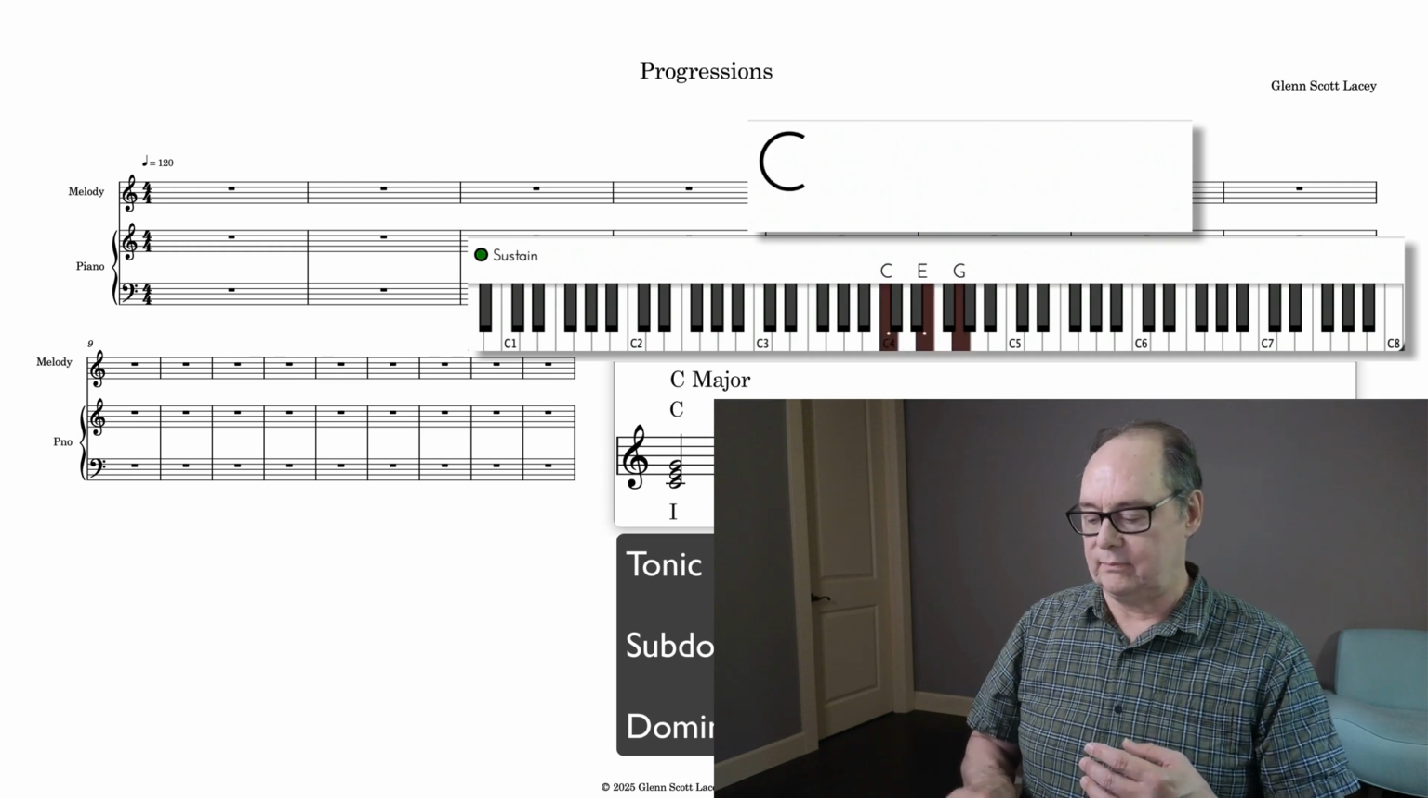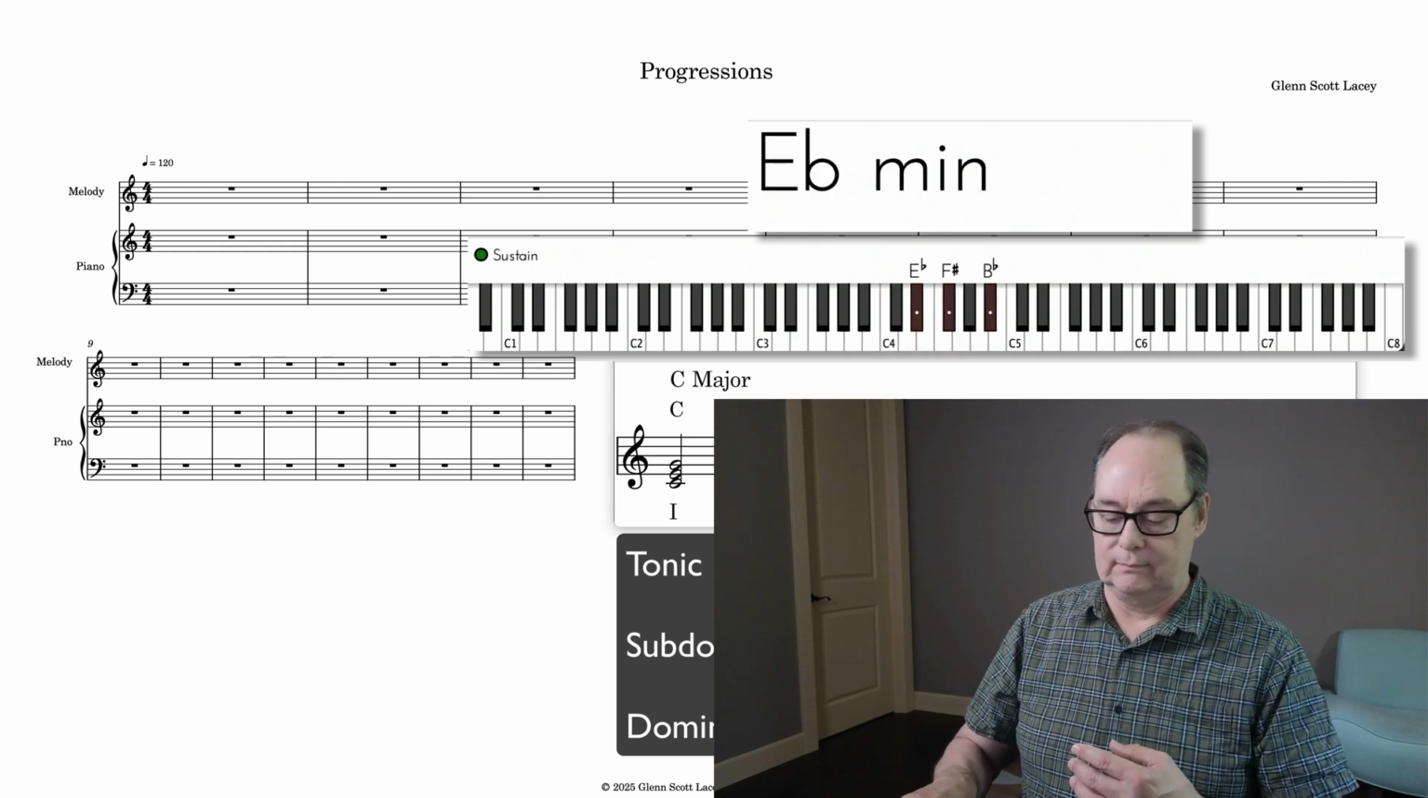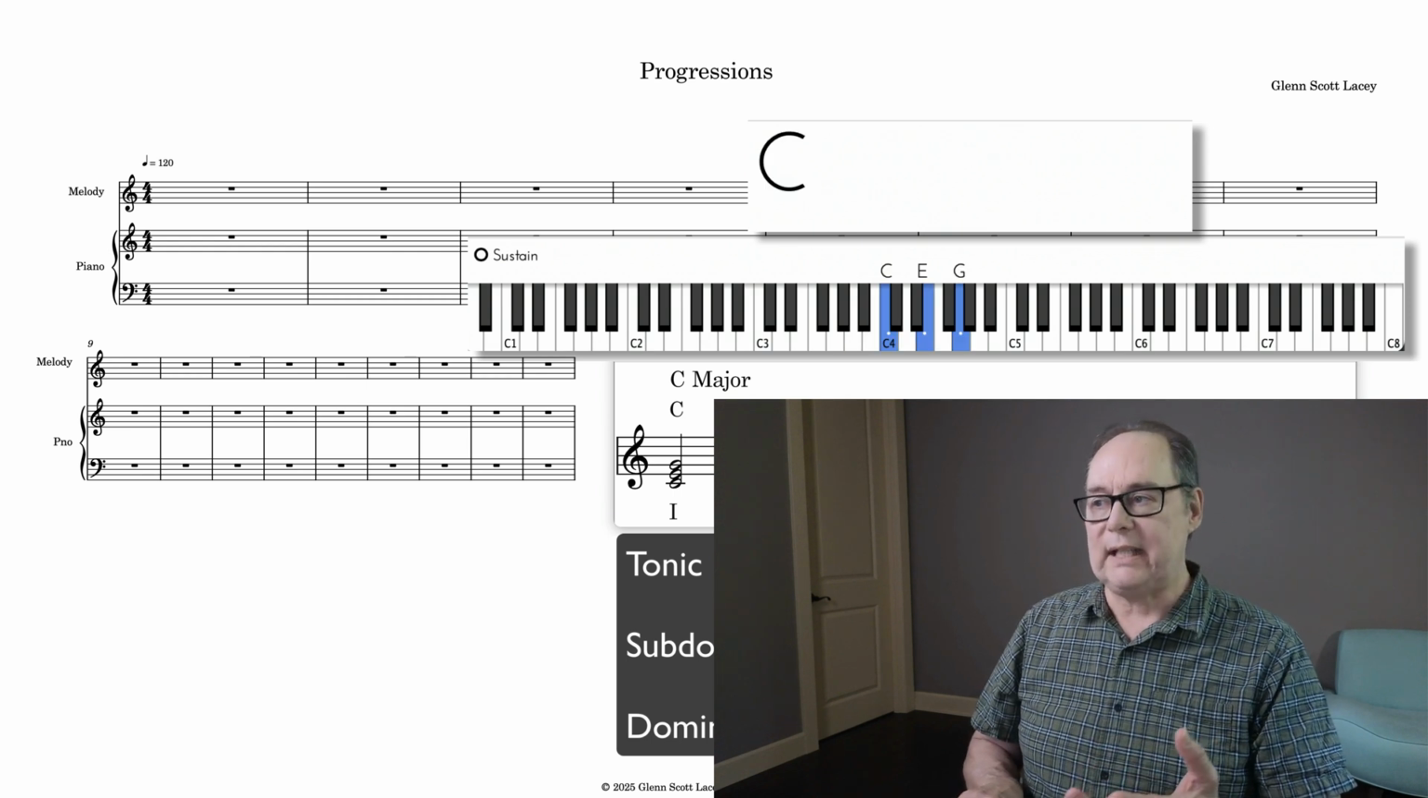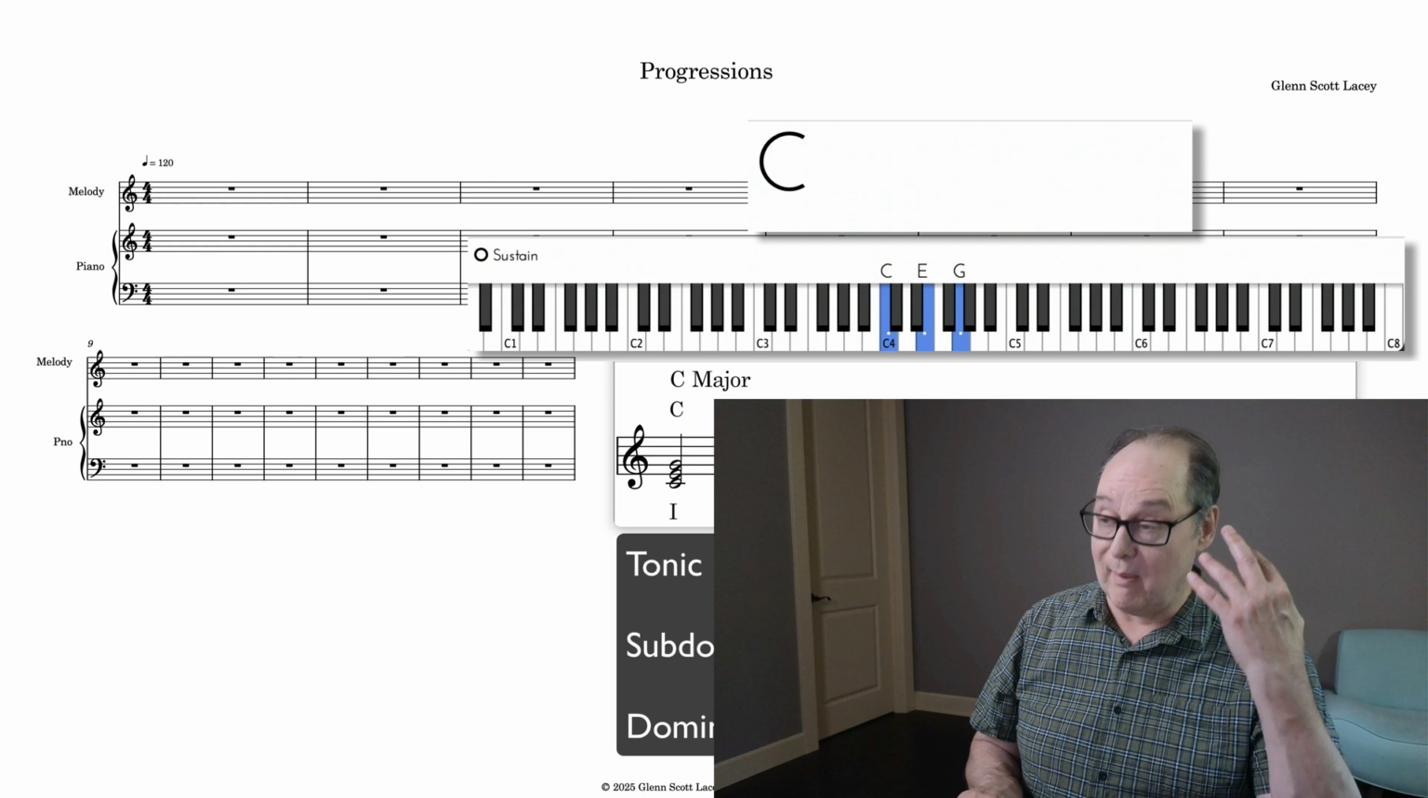If I were to play, it still is a useful progression to my ears.